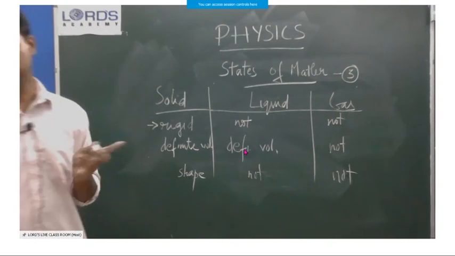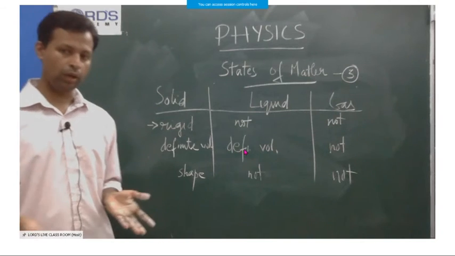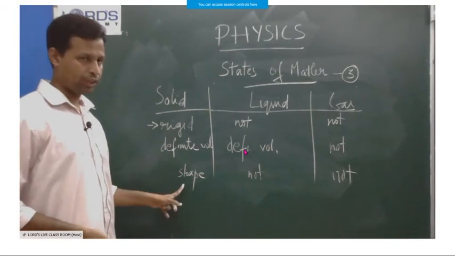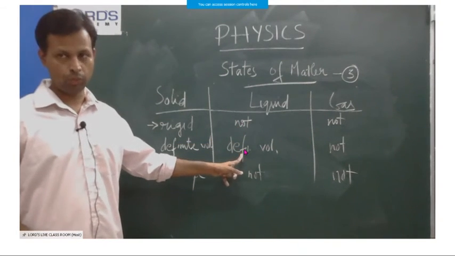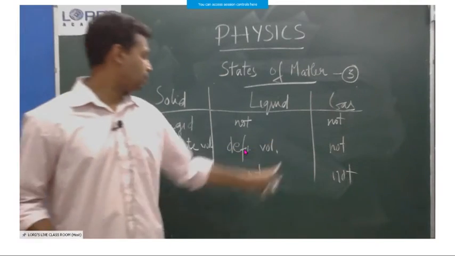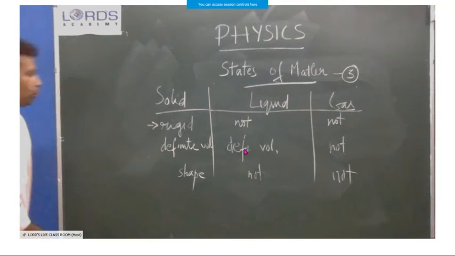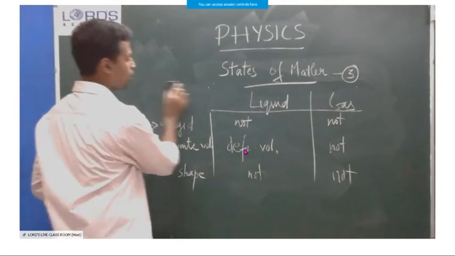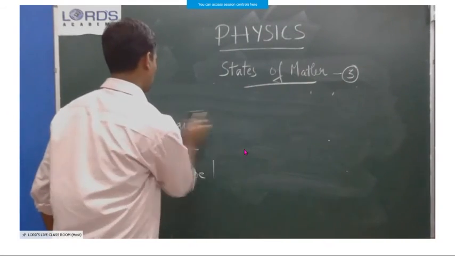Okay. These are the basic things that you have to understand. I know you all have studied. Solid is rigid, definite volume, definite shape. Liquid is not rigid, but it has a definite volume. Okay. This is important. Liquid is having a definite volume. Okay. Now we consider another point. This may be new to you.